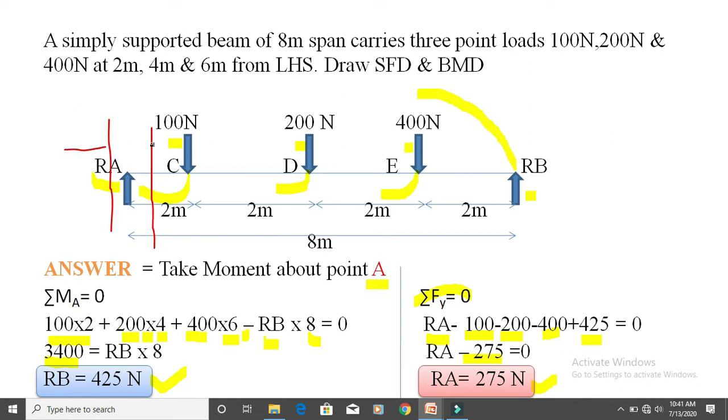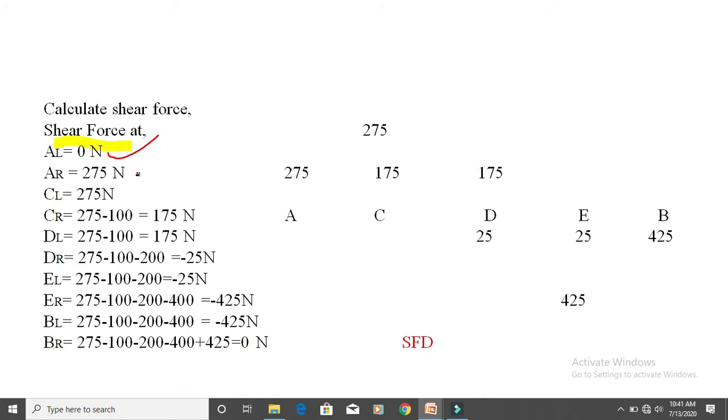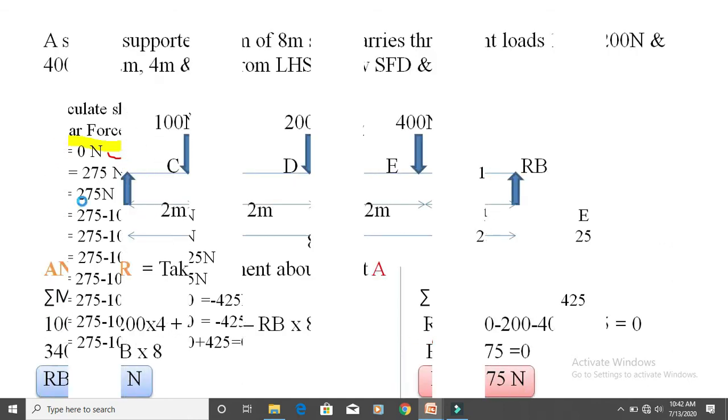Now you look to the left of this line. While we look to the left of this line, we only see the RA force, and RA is going in an upward direction, so consider plus RA. So the value of RA is 275. So here we got the answer of 275 Newton.